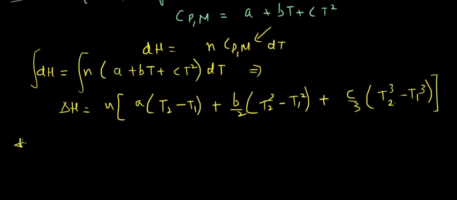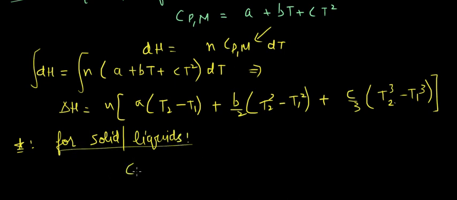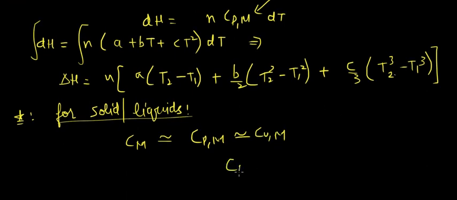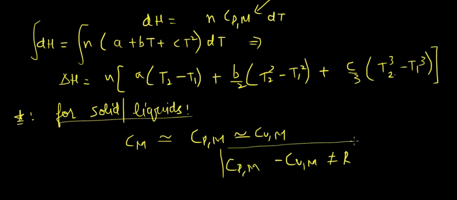So for solids and liquids we can write that Cm would be equal to Cpm, which would be equal to Cvm. And for solids and liquids, the condition that Cpm minus Cvm is equal to R does not hold true. So for solids and liquids we cannot have this equation in place.